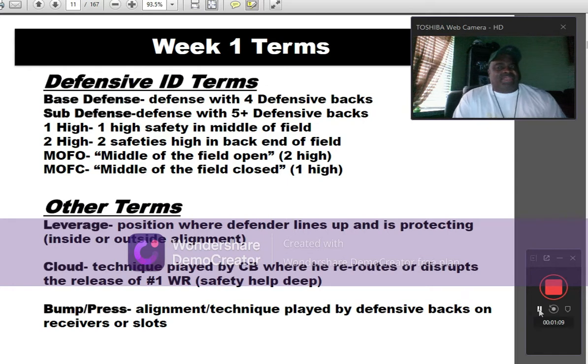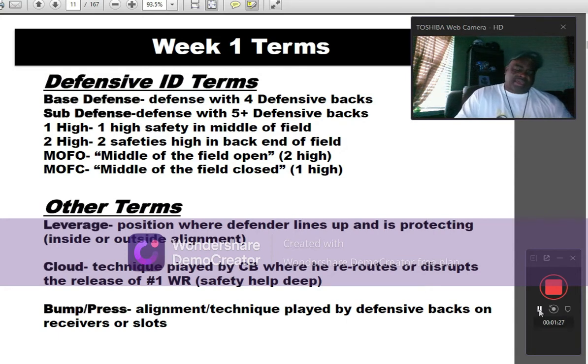The defense ID terms. A base defense is a defense with 4 defensive backs. A sub defense is a defense with 5 plus defensive backs, like a nickel. One high safety is in the middle of the field. Two high safeties is middle of the field open. Middle of the field closed, one high, two high.